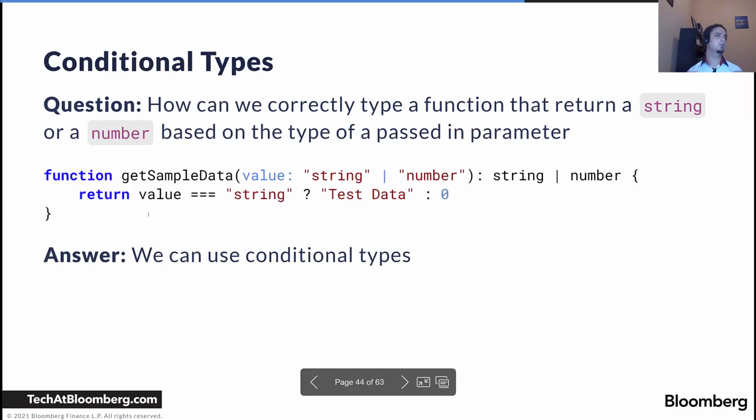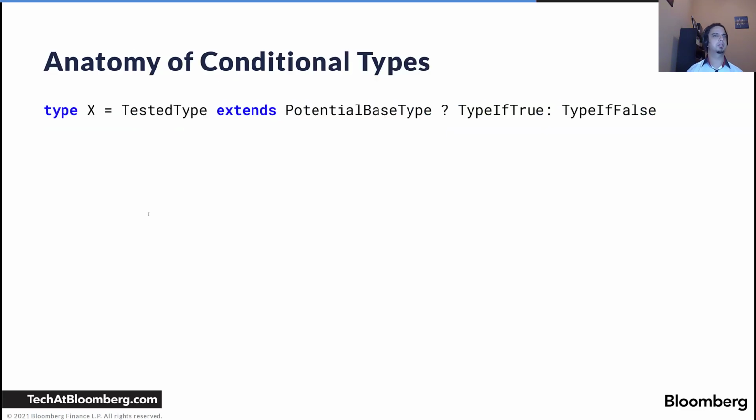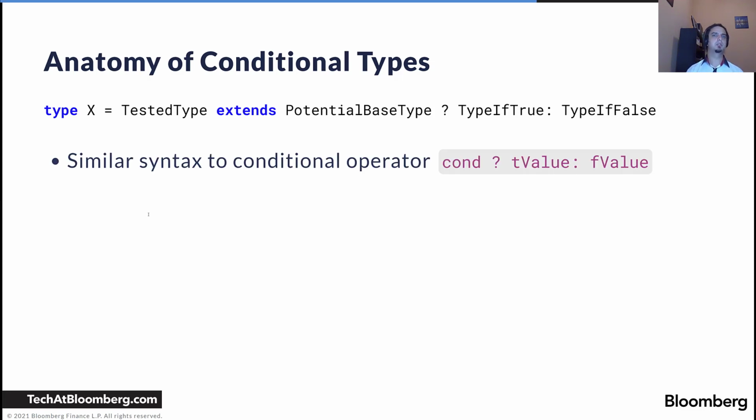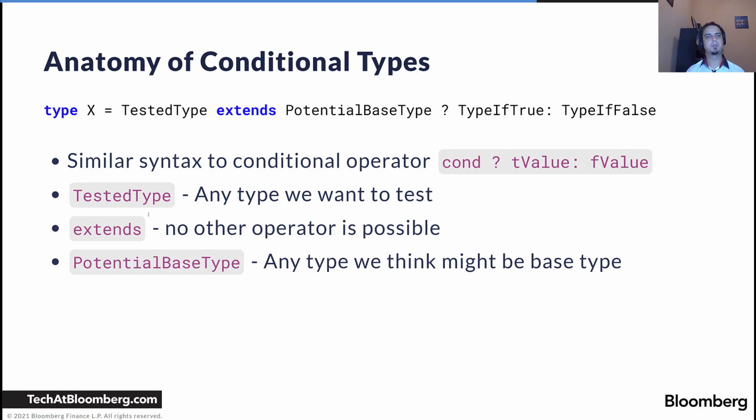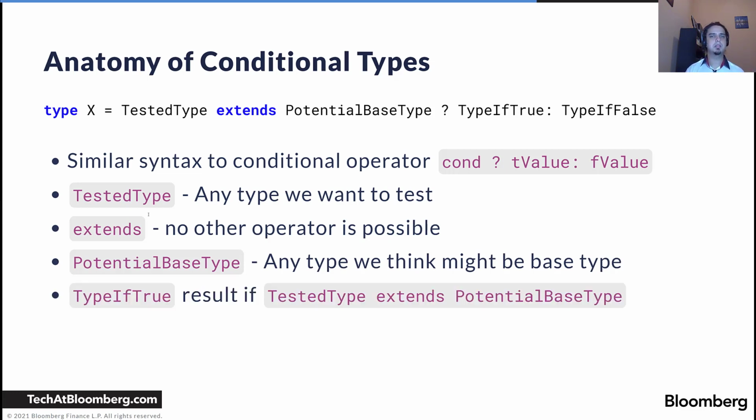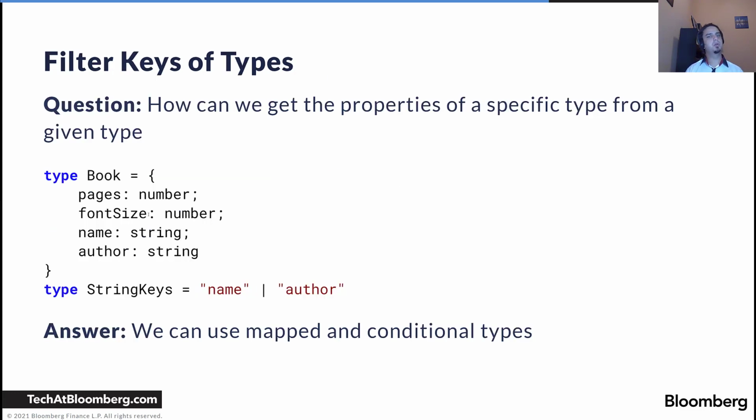So this is what a conditional type is. It's a way to make a decision in code based on another type. What's the anatomy of a conditional type? Well, basically the syntax is similar to the conditional operator in JavaScript. We can test any type, then we have to follow it by the extends operator, no other operator is possible, and then a potential base type, or the type we want to test, and then a question mark, and we have the two branches, if true and if false.